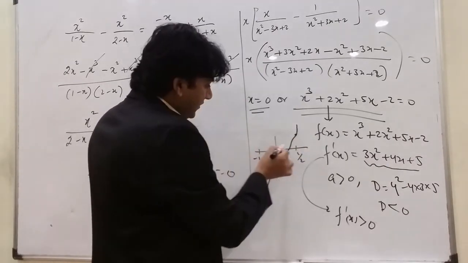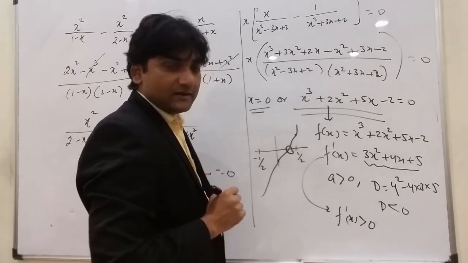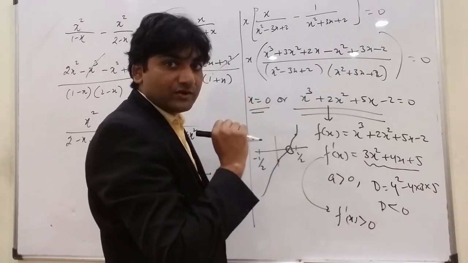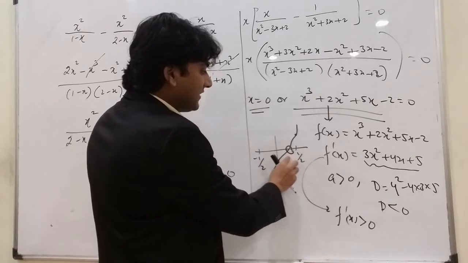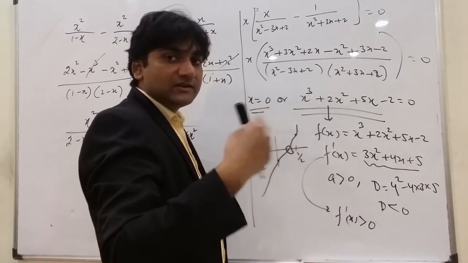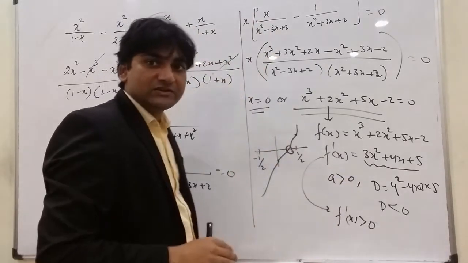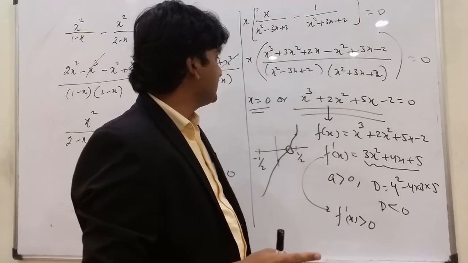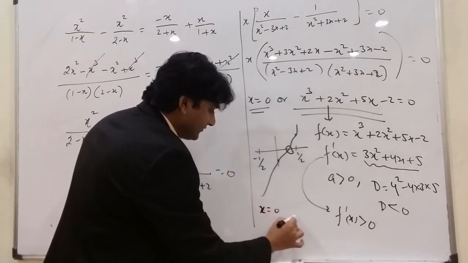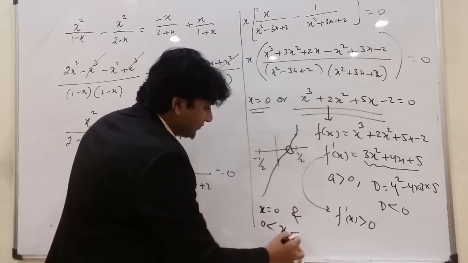Okay. So what you got? There is one solution here between 0 and half. So one solution is this and one solution is exactly 0. So there is no need to find the exact value between 0 and half. They are just asking how many real solutions they can have. So for the main question, the real solutions are 2. One is x equal to 0 and the other is between 0 and half.